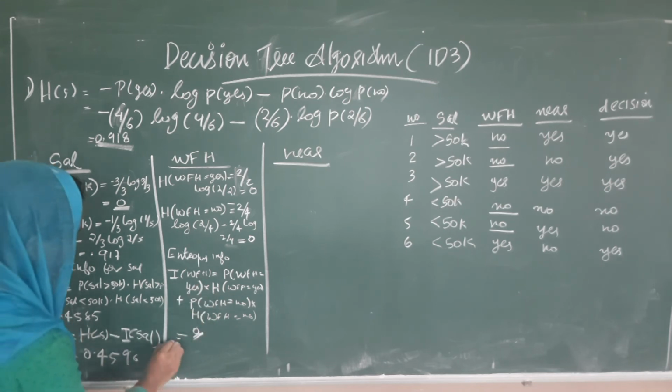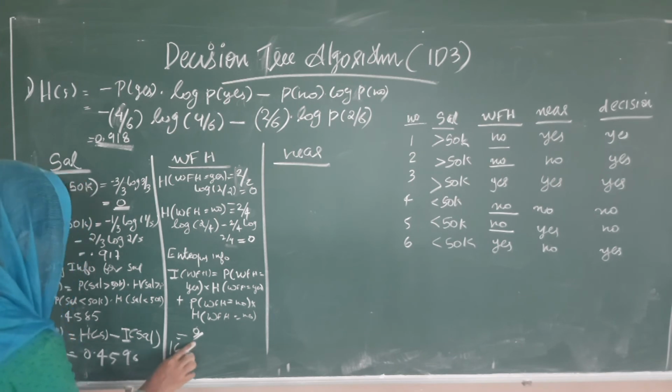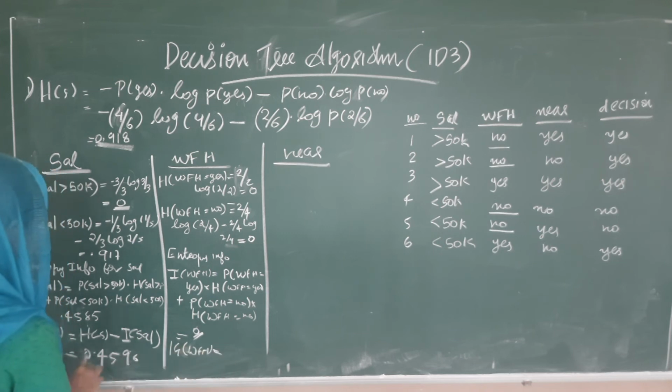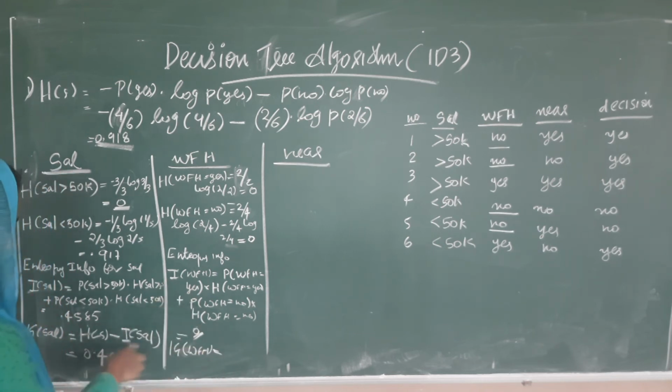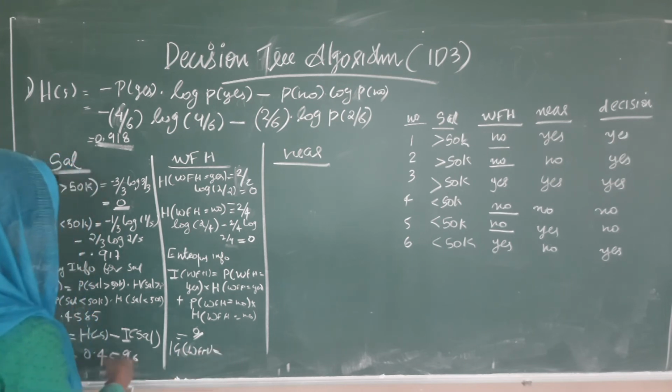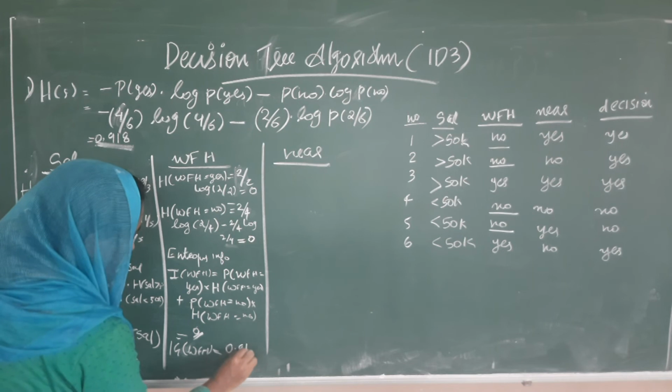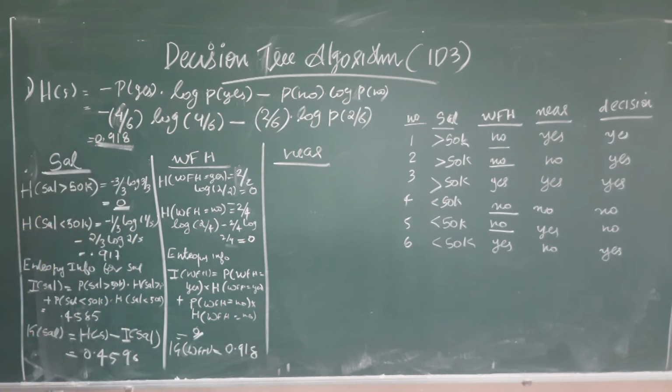Then when you calculate information gain for work from home, you will get H of S minus I of work from home, which is, we don't have anything to subtract here, so you will get 0.918, right? So that is how we get this.